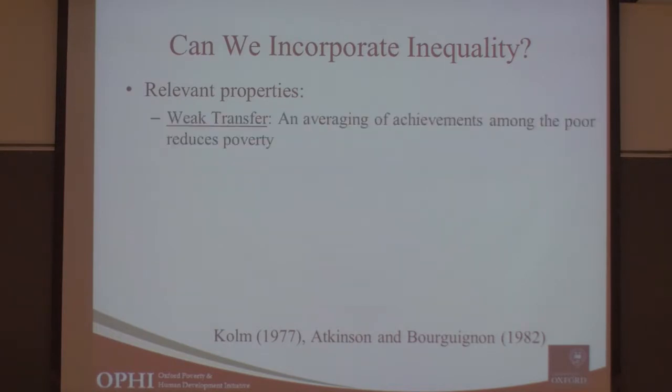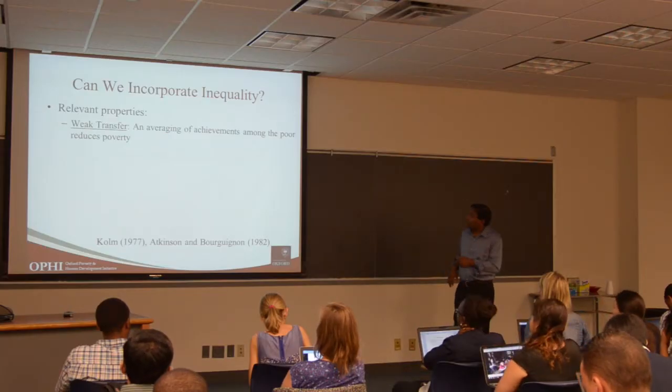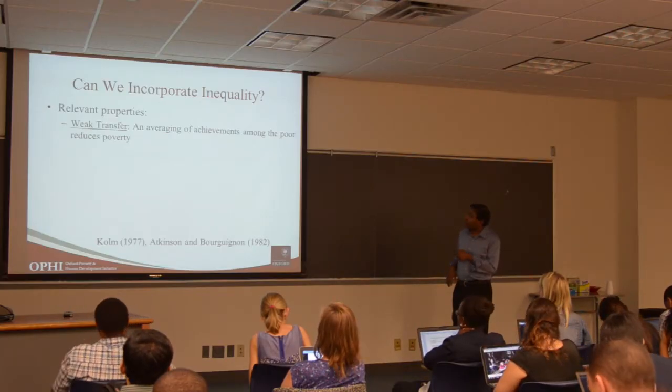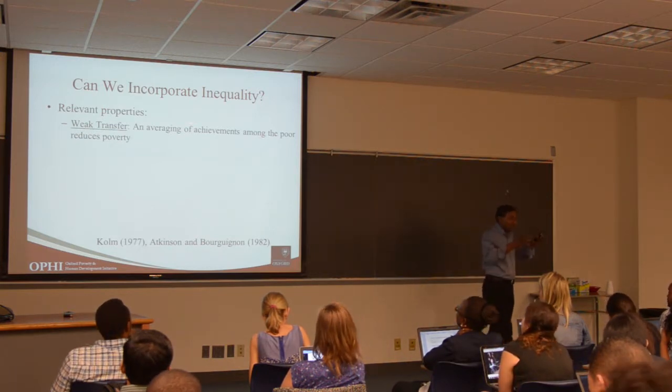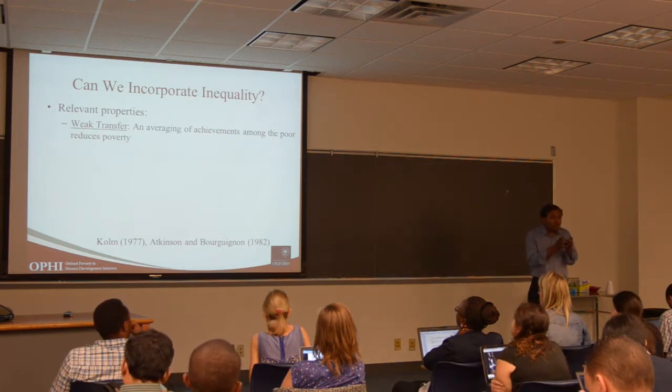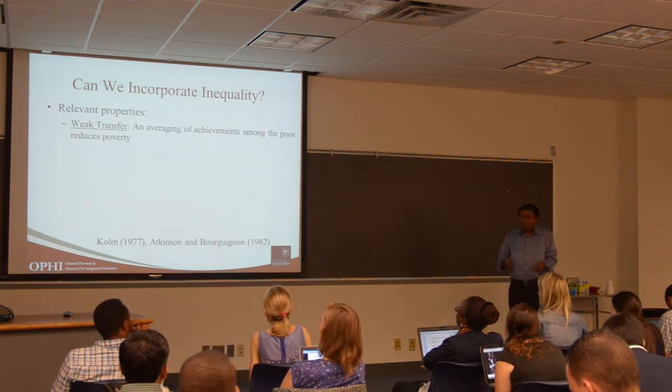Now, you have seen some of these properties, James has also mentioned, but we have not gone into details. So we'll take some time, these next 15 minutes at least, to see what we mean when we move from single dimension to the multidimensional world, how these properties evolve. So weak transfer, you remember weak transfer, right? If you have an averaging of achievements among the poor, that actually reduces poverty. So you have lowered the inequality among the poor, which is a positive effect on poverty.